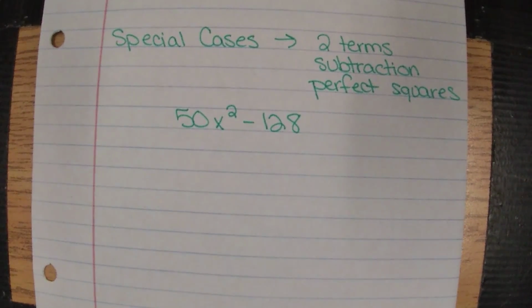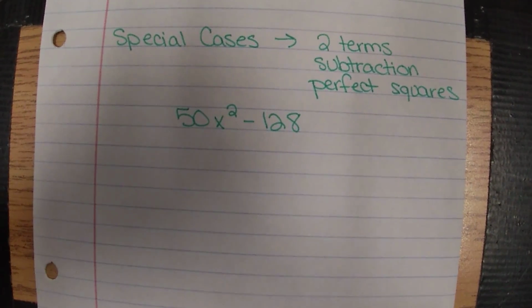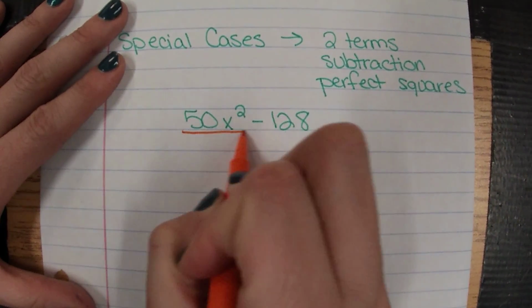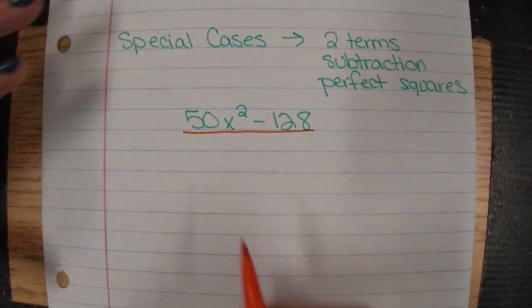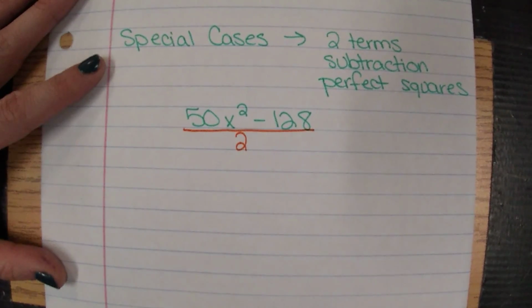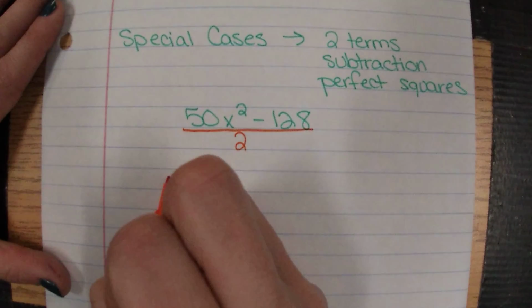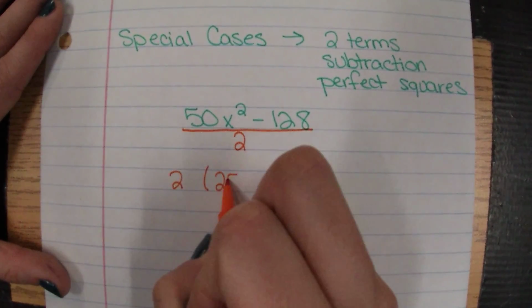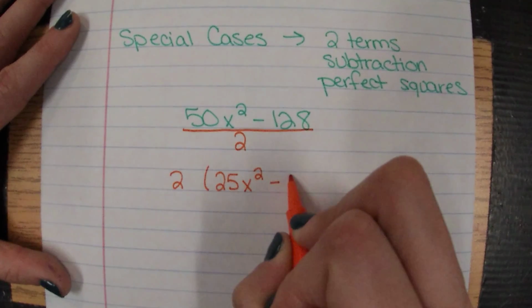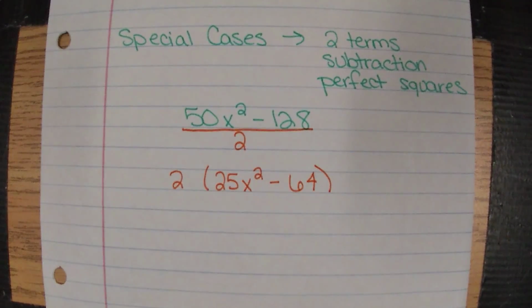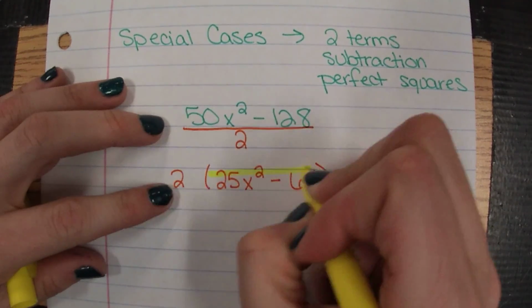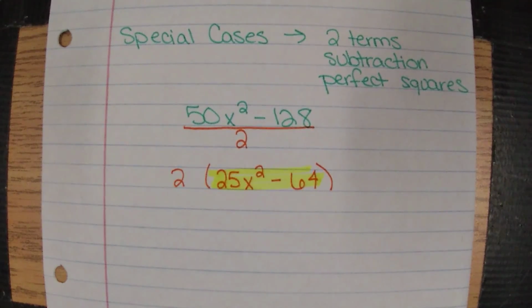So we talked about the idea that sometimes we would have to incorporate multiple types of factoring, which means when we look at this, the first thing that we can do is say, oh, look at that, there's a GCF. My GCF is 2. So if I factor out that GCF of 2, that leaves me with 25x squared minus 64. Once we got the GCF factored out, we would then focus inside.